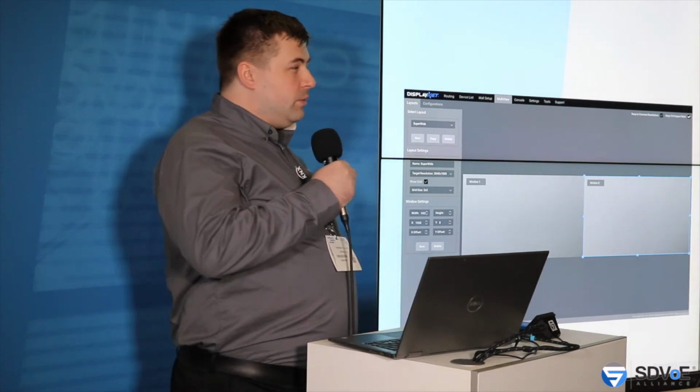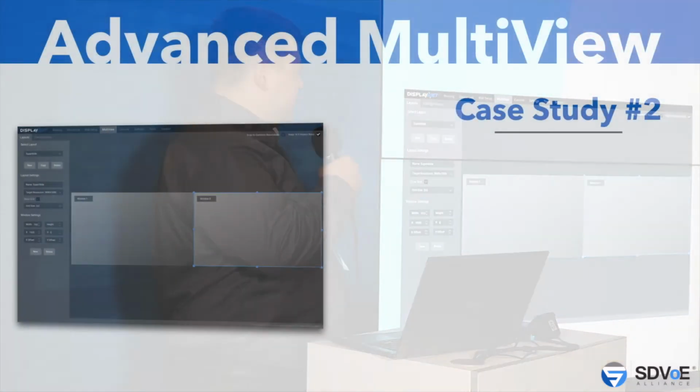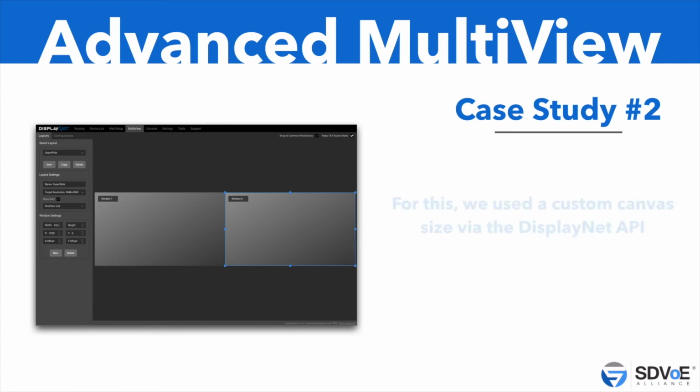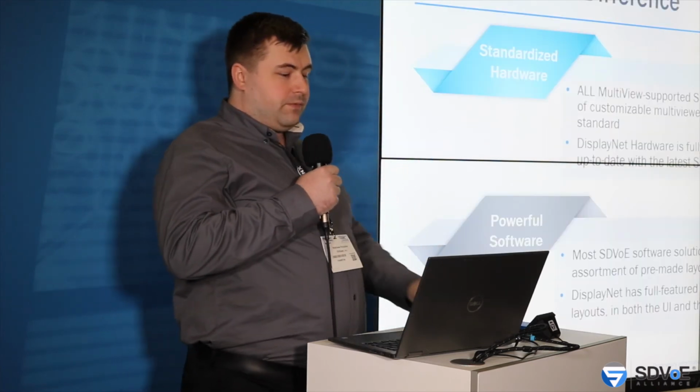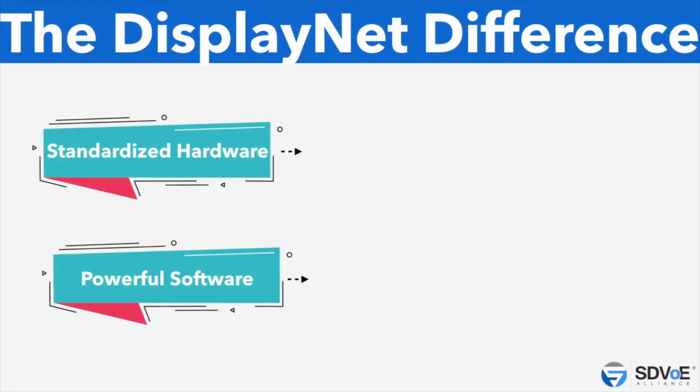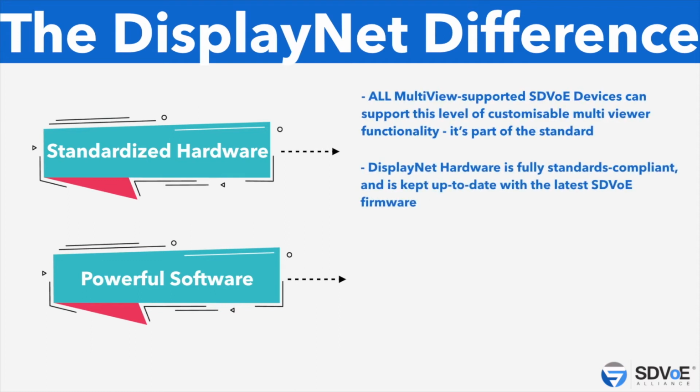So to achieve this, we used our API to set a custom canvas size, which is something that you can absolutely do when you start taking charge and really leveraging what the SDVoE API can allow you to do. So to give a little bit of detail as to how that works, I'm now going to talk about how our product leverages the very flexible SDVoE API to perform these advanced multi-viewer applications. So first off, something I wanted to say, all SDVoE hardware that supports multi-view can support this level of customizable functionality. It's a part of the standard. Any SDVoE box with multi-view support can do these things.